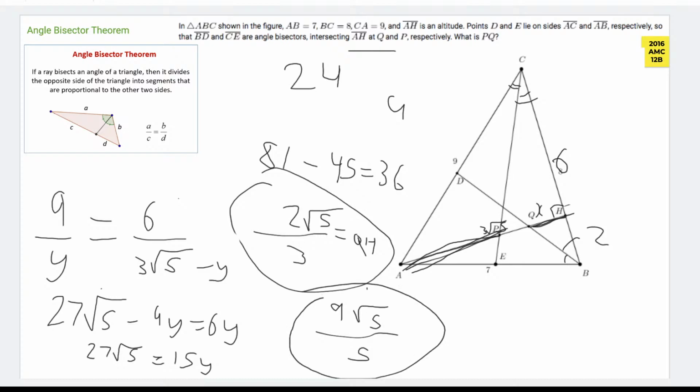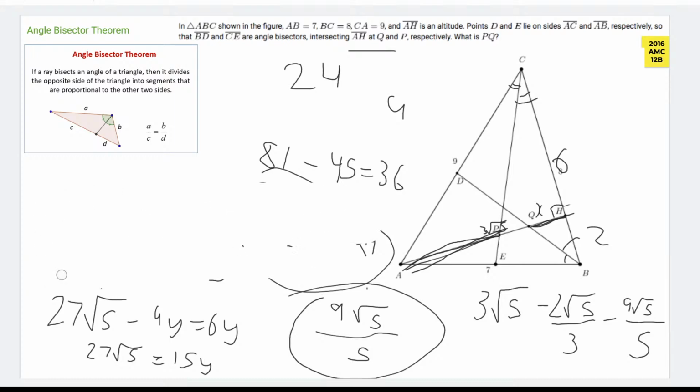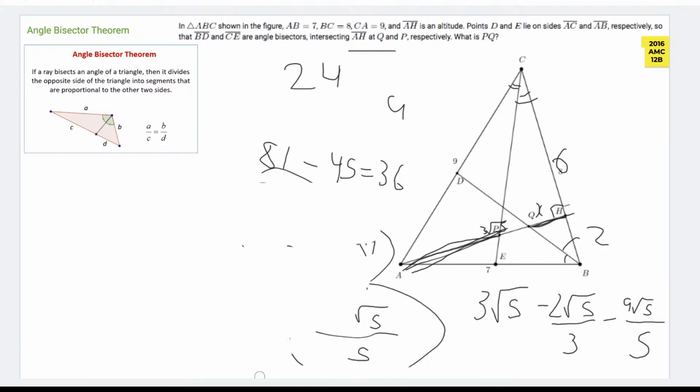And we want PQ. We know what AH is, and we know what QH is. That means PQ equals the whole length minus AP minus QH. We know the whole length is just 3 times the square root of 5. So we will subtract all of these now: minus 2 times the square root of 5 over 3, minus 9 square root of 5 over 5. Now we will take the common denominator to simplify this expression. So 15 is the denominator because you take the LCM.